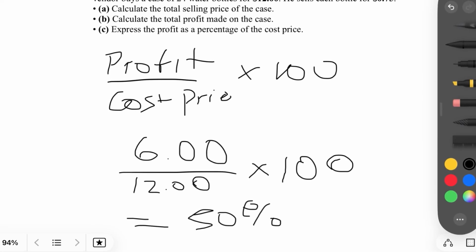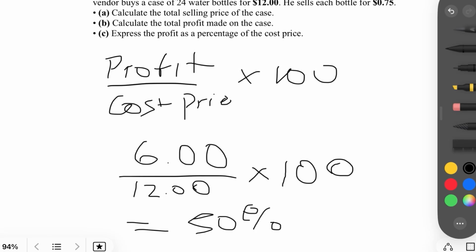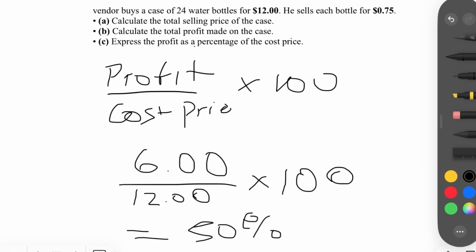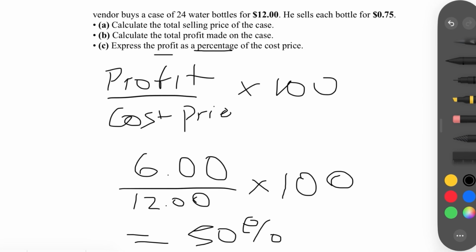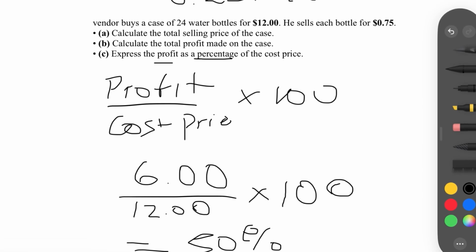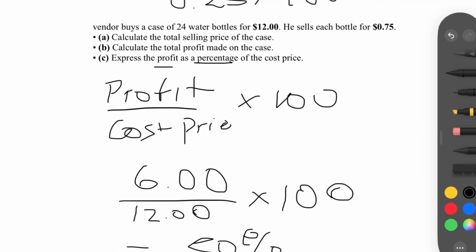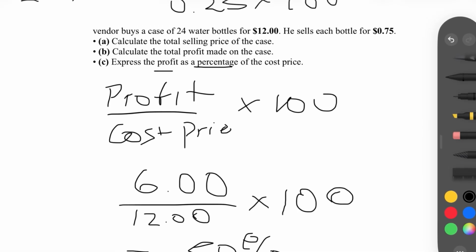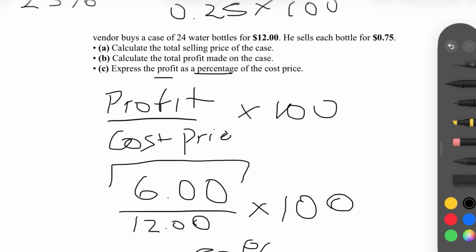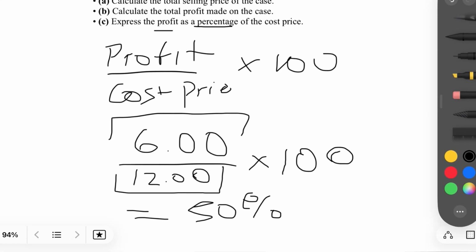So they love to ask these kinds of tricky questions that seem hard, but basically if you break it down, all they're asking you to find is the percentage profit of the cost price. So what did you make? What percentage of profit did you make off of selling these? It says that our profit was $6. So we divide that by the amount that we bought it for. So in total, we made 50%.